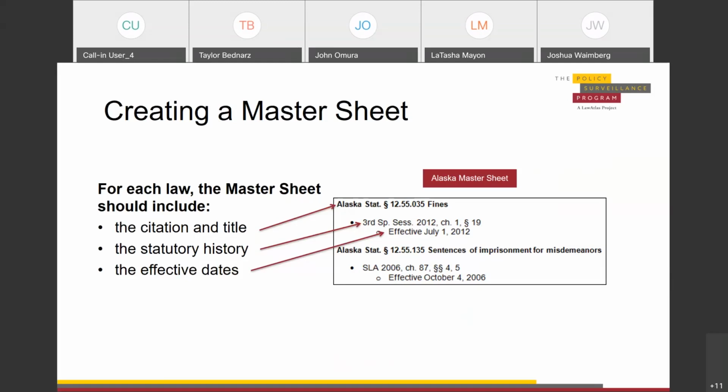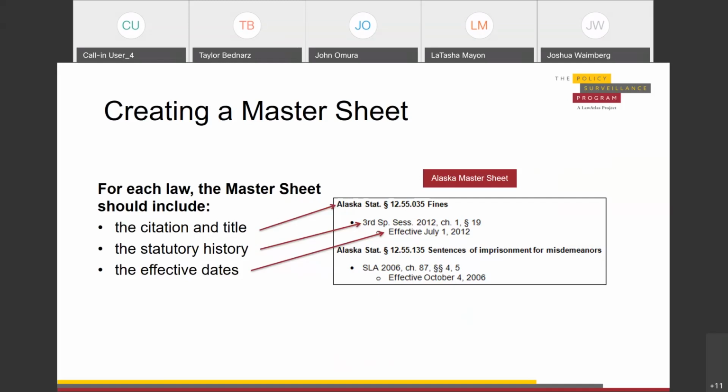Additionally, it's important to note that the statutory history and effective date information is doubly important in a longitudinal project. On a cross-sectional project, it's really useful to collect this information, but in a longitudinal project, it's essential. If a project is tracking laws over time, the researchers will need to collect the statutory histories and effective dates of the relevant laws going back to the start date for the project.